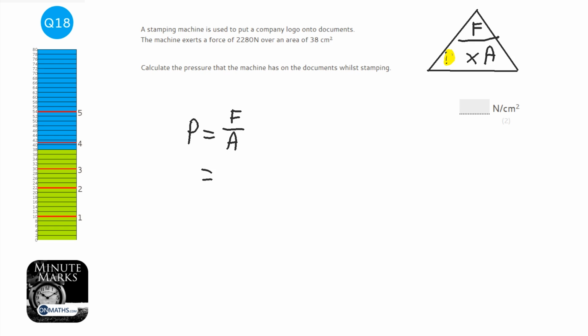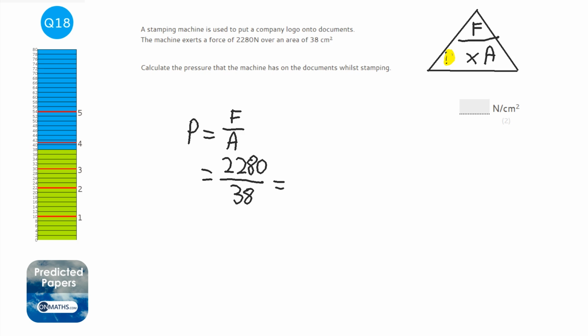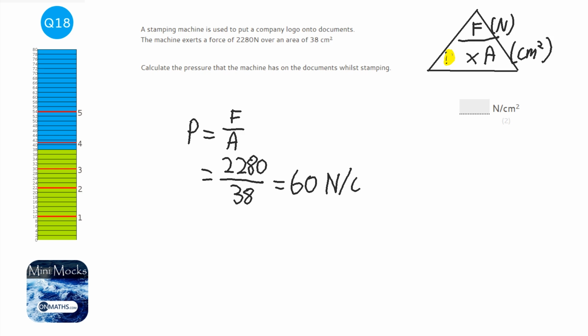And it says that the force is 2280 newtons, and the area is 38. So we get our calculator out, 2280 divided by 38, and I get the answer of 60. Now the units, because force is in newtons, and because area is either in meters squared or centimeters squared normally, then the units are newtons per centimeter squared. So it's 60 newtons per centimeter squared. Don't forget it could be meters squared, newtons per meter squared, and that's absolutely fine for pressure.